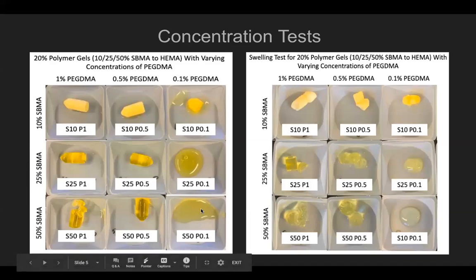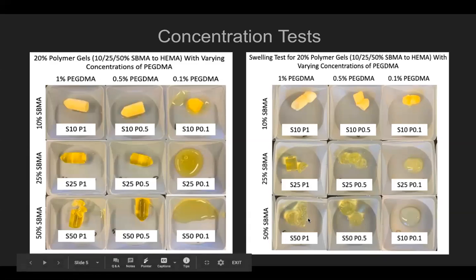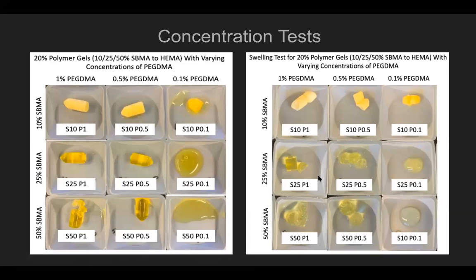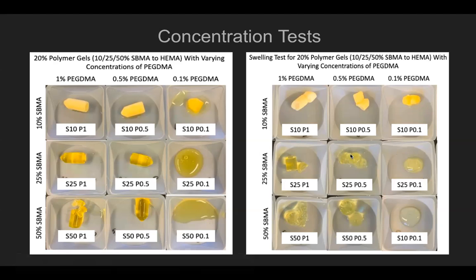And then we also did a swelling test on these gels to see how they would react in an aqueous solution. As you can see, many of the lower concentrations kept their shape. They broke apart a little bit, but the 10% definitely kept its shape. And then as we got higher concentrations of SBMA, they swelled a lot more. From this, we could determine that we wanted to stay around the range of the 0.1% PEG, and also lower concentrations of SBMA, so anywhere from 10 to 25%.